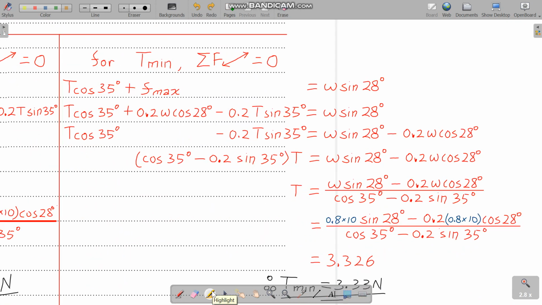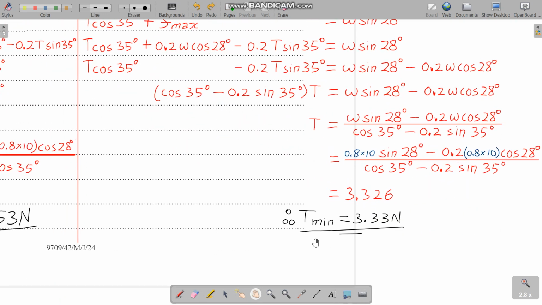We subtract this term from both sides, basically we move it to the right, and then we factor out the T, and we divide by the brackets. W is again mg, and we use a calculator. We get the minimum tension.